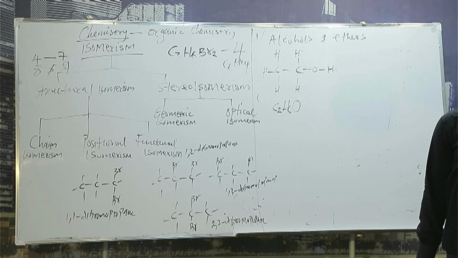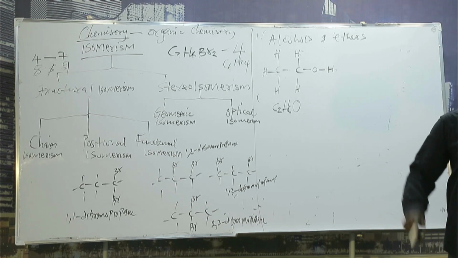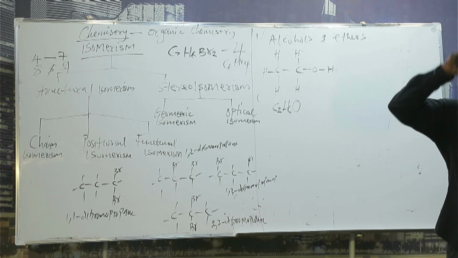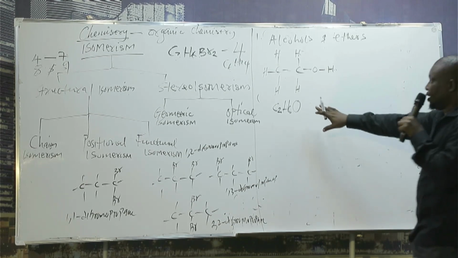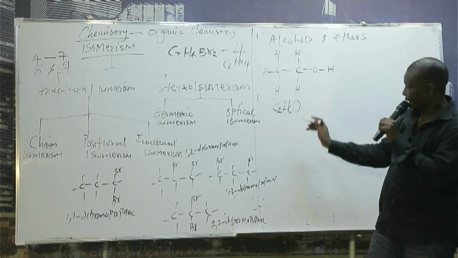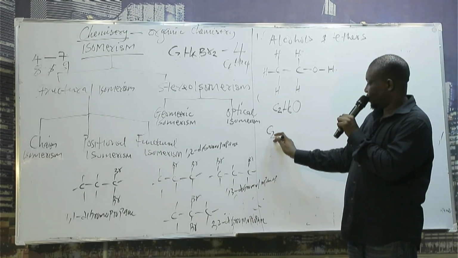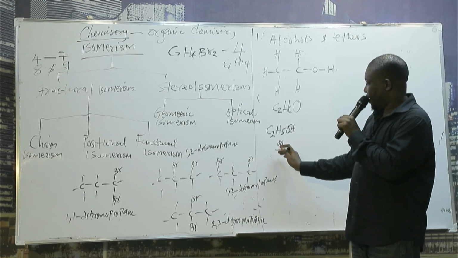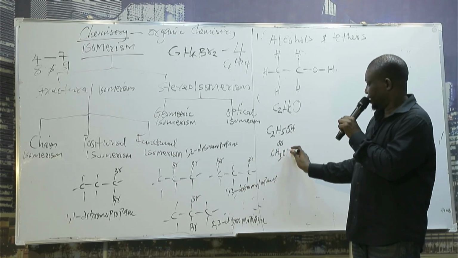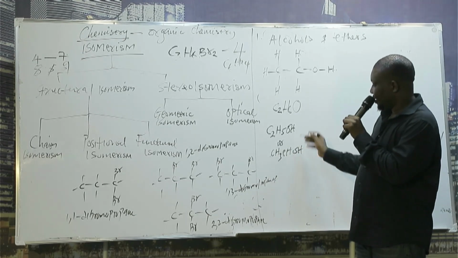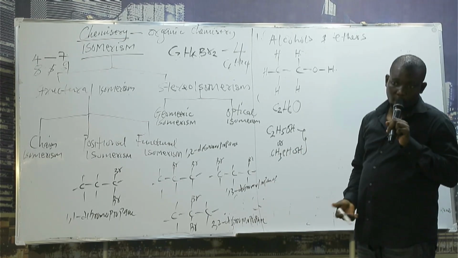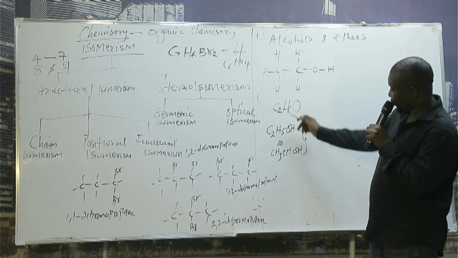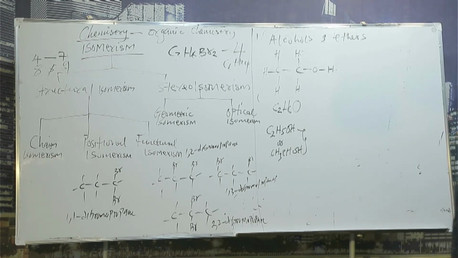Isomers are molecules that have the same molecular formula, not the same condensed formula. So this is the molecular formula for alcohols. C2H5OH or CH3CH2OH, these two are condensed formulas. This is the actual molecular formula of this.